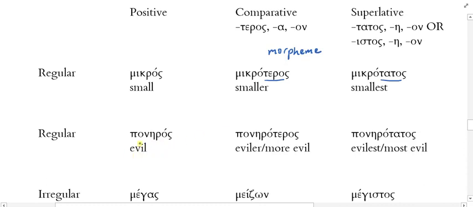Now poneros, the positive form, as if we could speak of evil being positive. So there's poneros, evil.